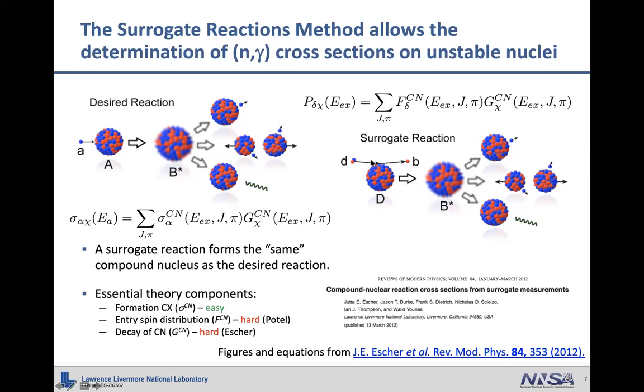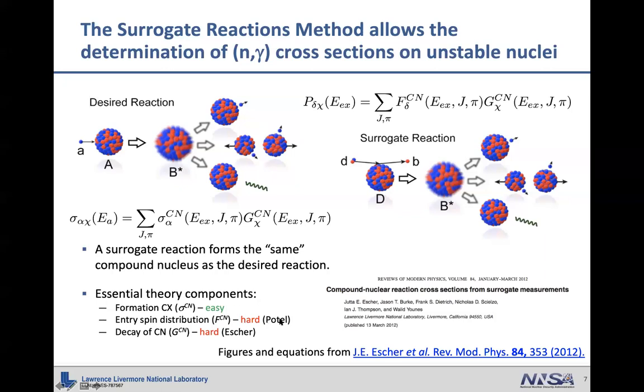And if you're talking about how easy this thing is to do, well, calculating this formation cross-section is pretty easy. You just need a reasonable optical model. Talking about the formation probability for the compound nucleus is more difficult because you really need to understand the reaction mechanism and the entry spin distribution and how they differ between your surrogate reaction and your desired reaction. And then describing how the compound nucleus decays is also difficult because you need to understand things about the nuclear structure of the nucleus that you typically don't.